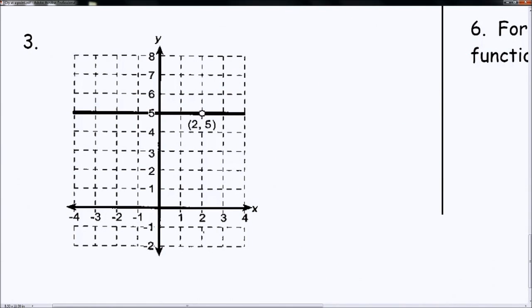And number 3, well, I can look at it and see I don't have a point. There's nothing here. I have a hole at (2, 5). And so my first condition is completely failed. My f of c doesn't even exist. There is no f of c. There's a hole there. And so it fails the first one.